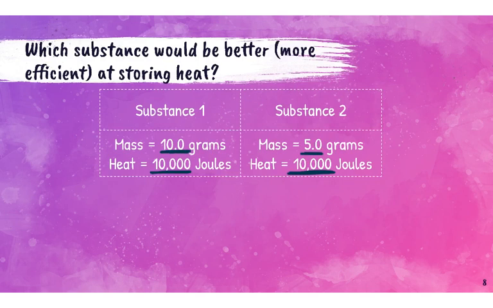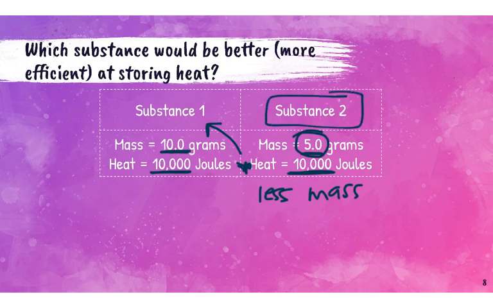So because substance 2 actually has less mass and it's holding on to the same amount of heat as our substance 1, that tells us that substance 2 is actually better at storing the heat because it takes a smaller amount to do the same job as substance 1.